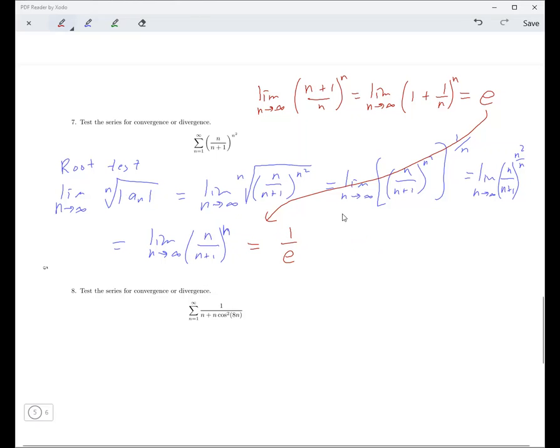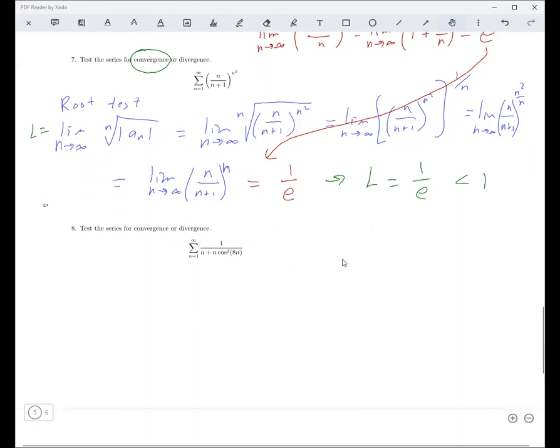And so what we have is L is 1 over e, and e is 2.7 something, so this is less than 1. So it converges. Any questions about that? No. Okay, let's go to number 8.